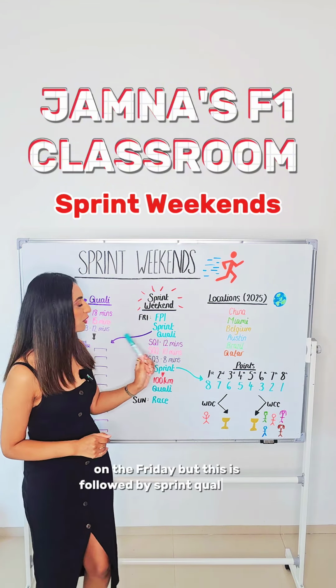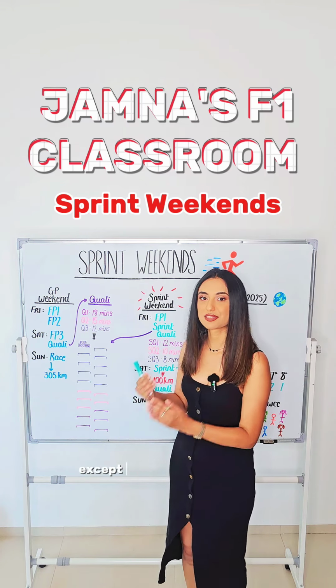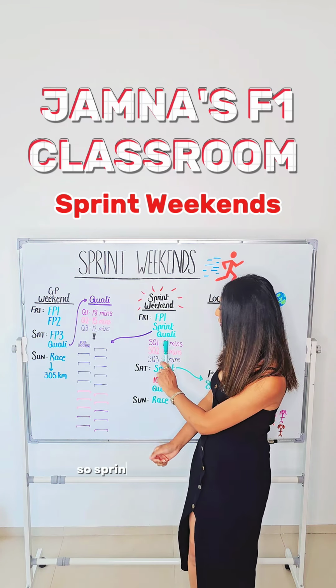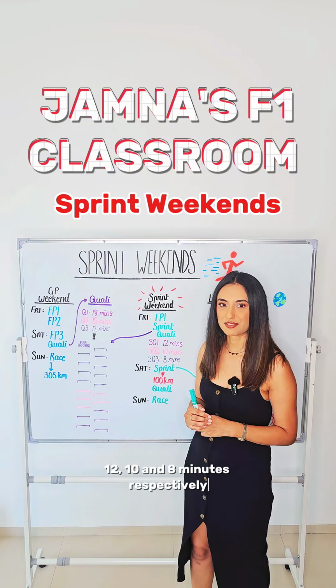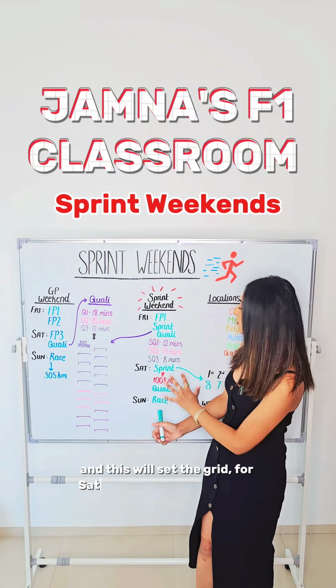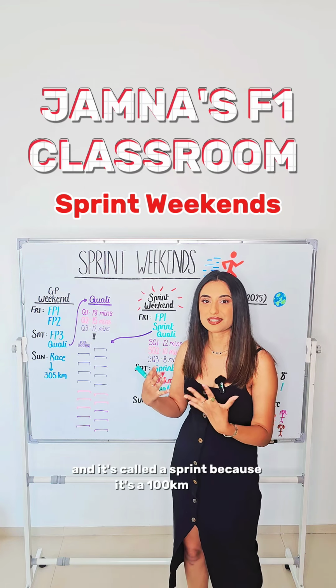How a sprint weekend differs is that we still have free practice 1 on the Friday, but this is followed by sprint qualifying. Sprint qualifying works like a normal qualifying session, except the segments are shorter. Sprint qualifying 1, 2 and 3 are 12, 10 and 8 minutes respectively, and this will set the grid for Saturday's main sprint event, and it's called a sprint because it's a 100-kilometer dash.